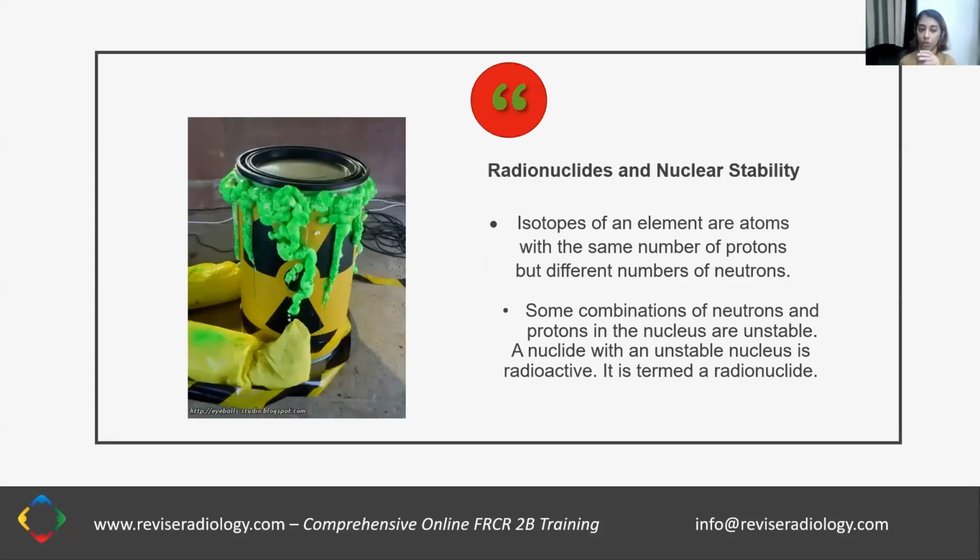Now we have to discuss the concept of radionuclides and nuclear stability. I mentioned the term before, but an isotope of an element is an atom with the same number of protons, but a different number of neutrons. So for example, you could have that iron isotope I told you about before. It would have the same number of protons, 26, but it might have a few neutrons more. So that's what an isotope is. Now, some combinations of neutrons and protons in the nucleus are unstable. And a nuclide with an unstable nucleus is radioactive, and it is termed a radionuclide.